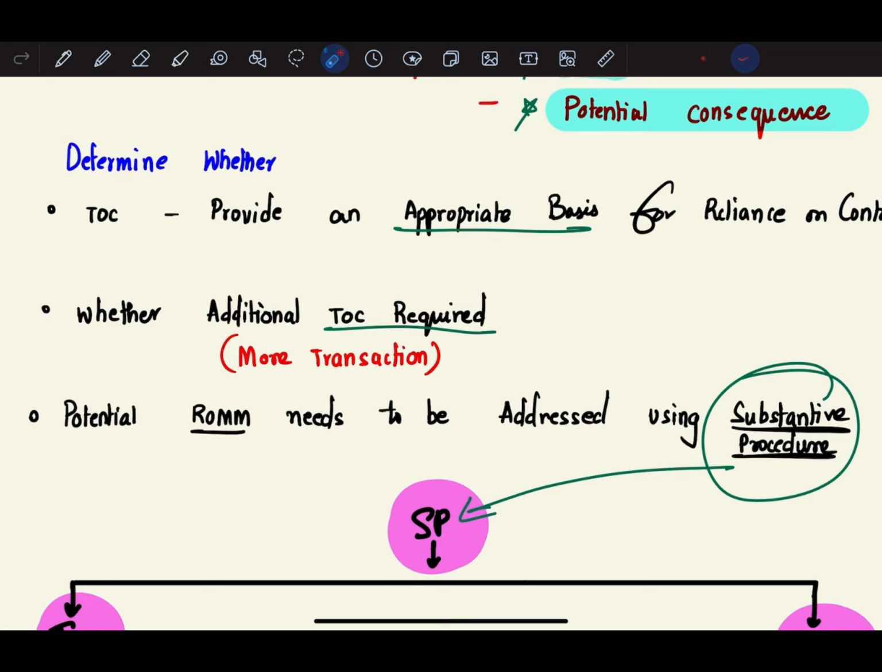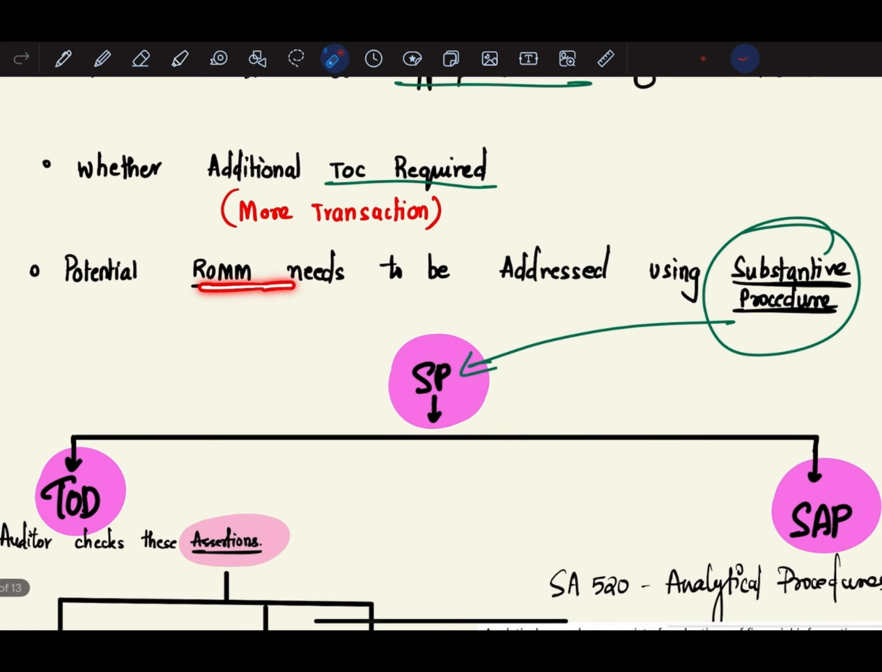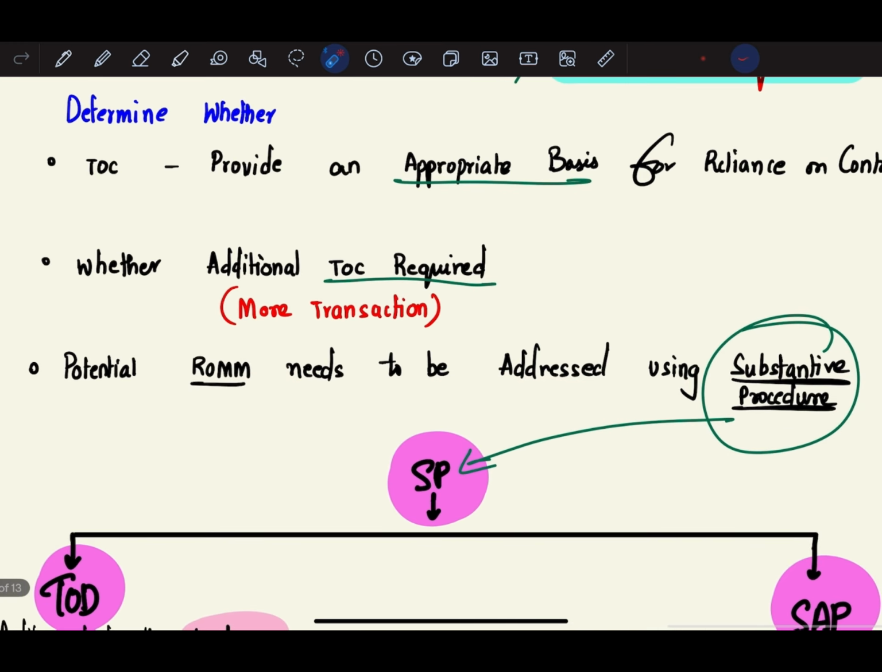You have done the test of control. Do they provide an appropriate basis for reliance on control? Check. Whether additional test of control is required? Check. And the potential risk of material misstatement needs to be addressed using substantive procedures also, you need to check. So we need to check whether the test of control provides an appropriate basis for reliance, whether you need to do additional test of control, and whether the risk of material misstatement will need substantive procedures or not.